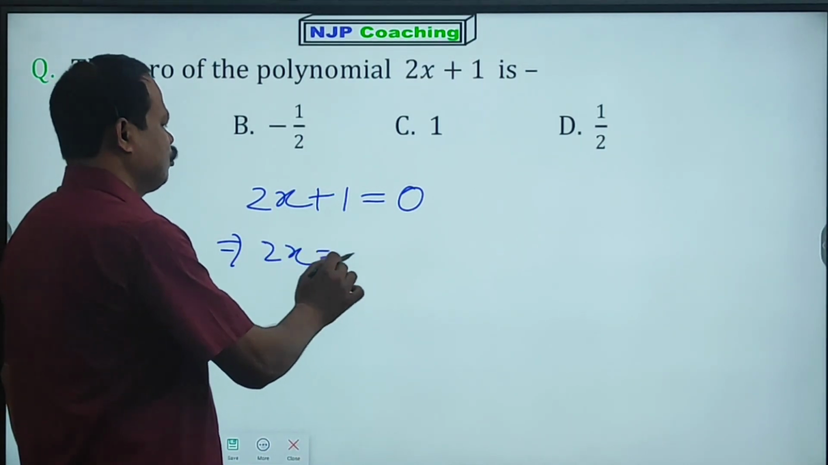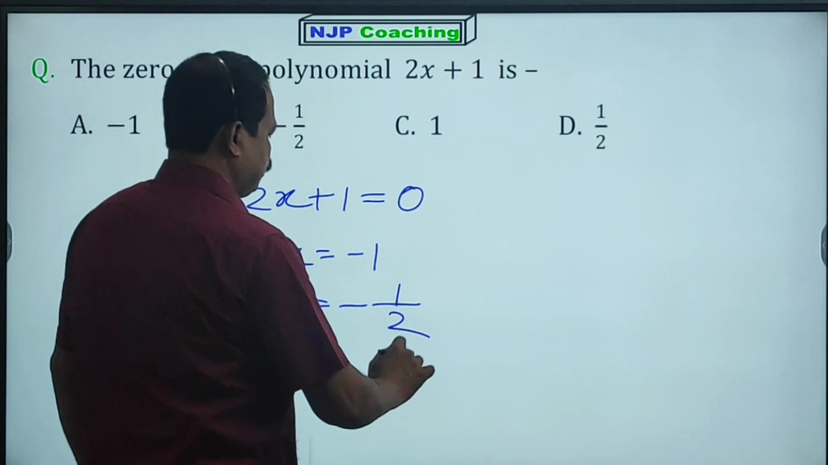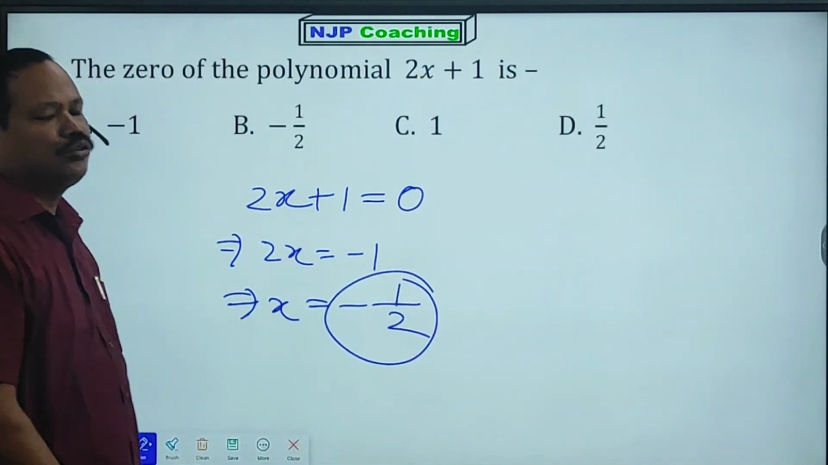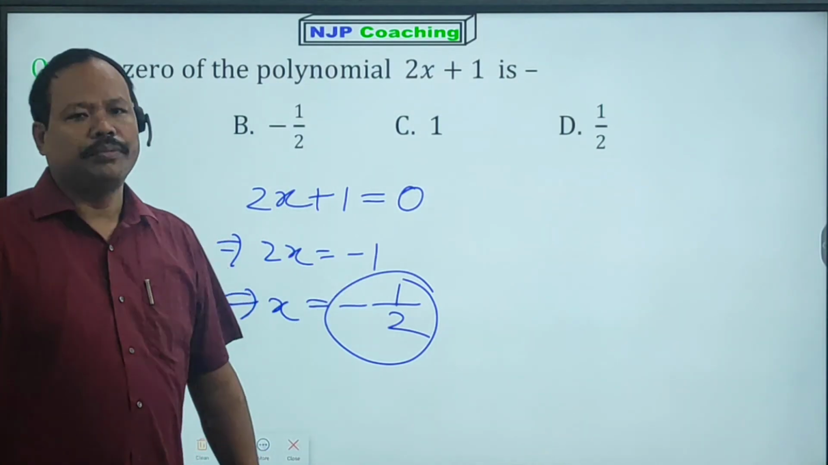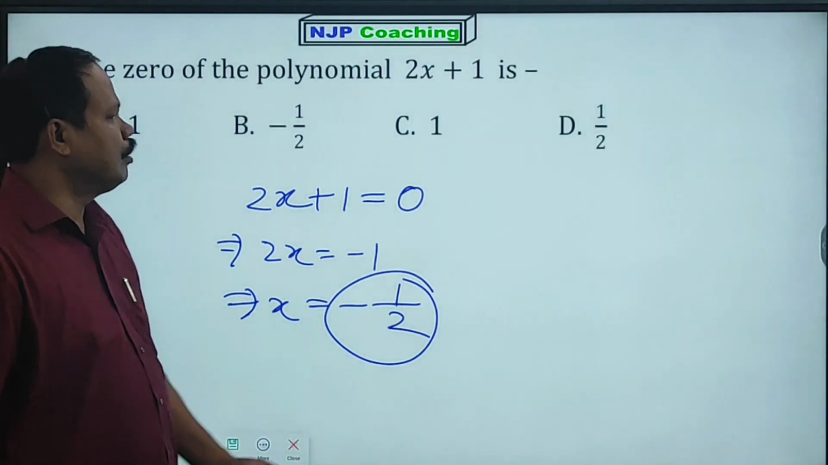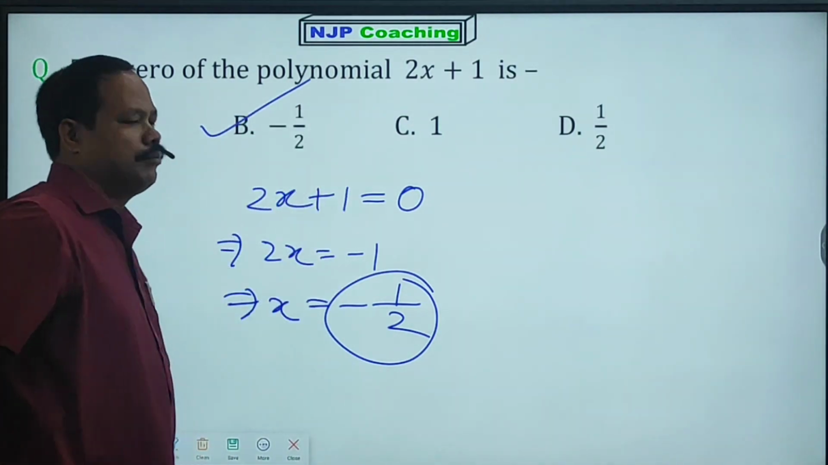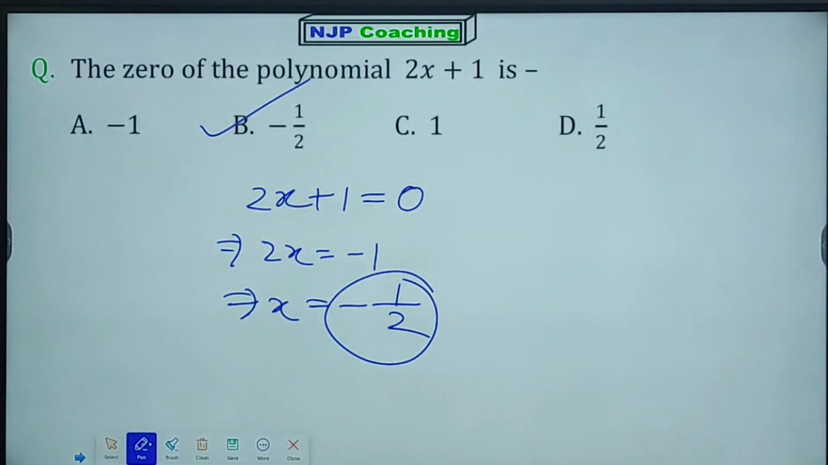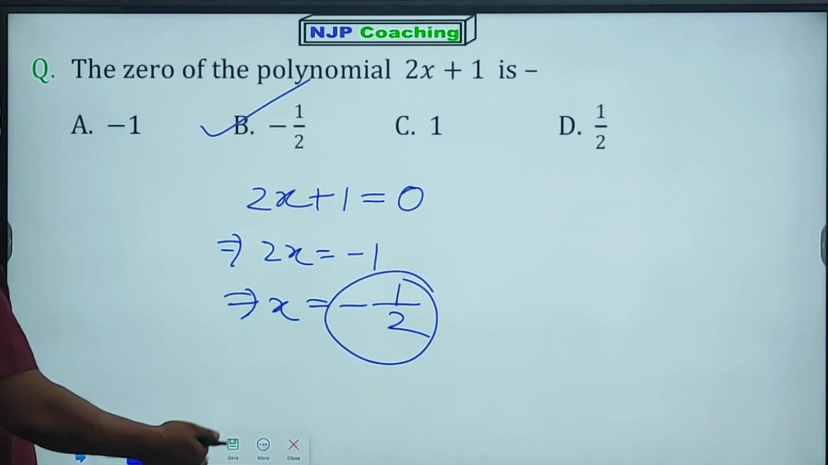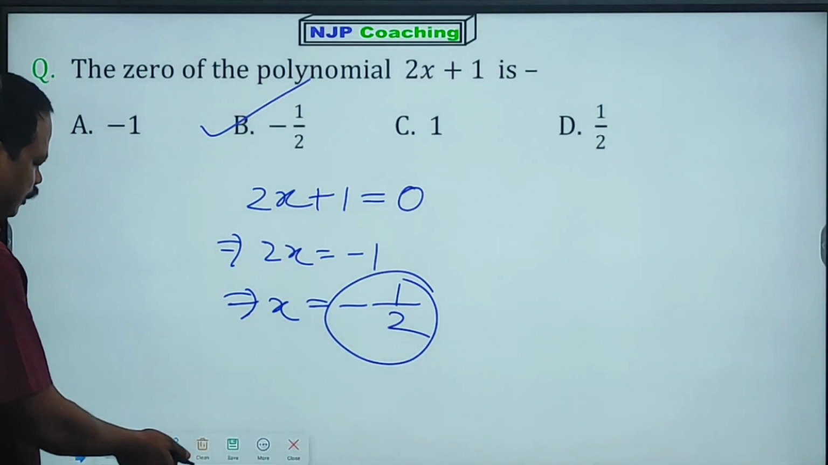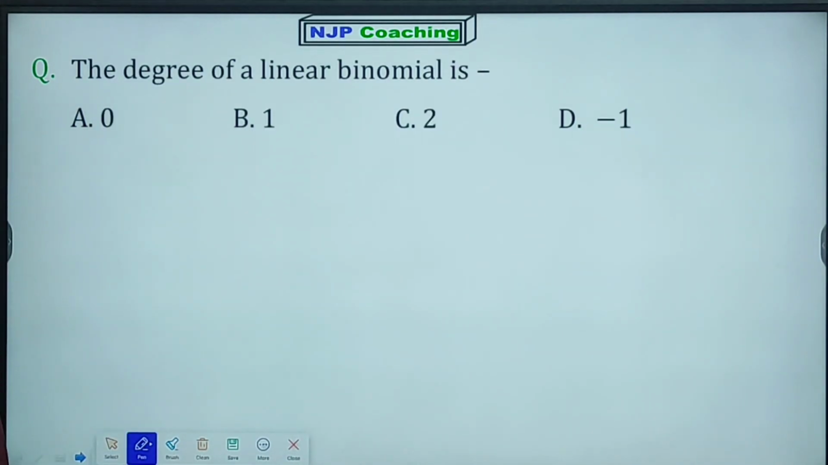Twice x equals minus 1, then x equals minus 1 by 2. So minus 1 by 2 is the 0 of this polynomial. This is a linear polynomial, only one 0 we will get. So that 0 is minus 1 by 2. Very simple question, and it is important also. It generally comes in exam. Next question.